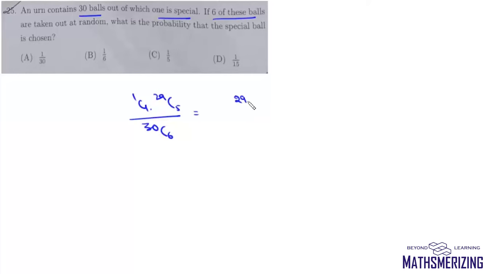Now this is factorial 29 upon factorial 5 factorial 24, and this is factorial 30 upon factorial 6 factorial 24. Now I'll cancel. This value will be simply 6 by 30, which is 1 by 5, and that's your option C. Now here the question is, a triangle has sides of length root 5, 2 root 2 and root 3. Then the radius of the inscribed circle is.